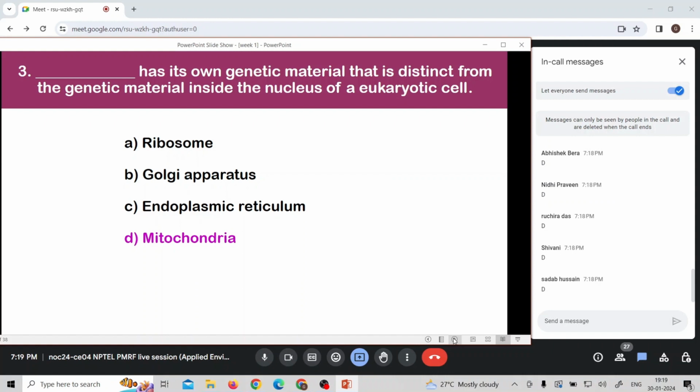Genetic material. Right. Nidhi, you are perfectly right. So the discussion is about eukaryotes and prokaryotes. I guess all of you are now familiar with the term eukaryotes and prokaryotes.